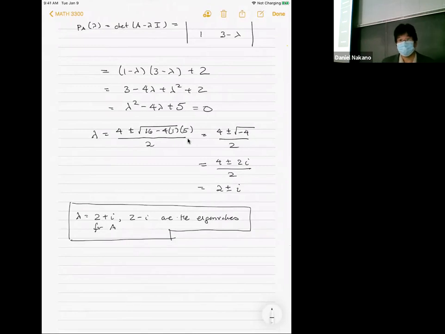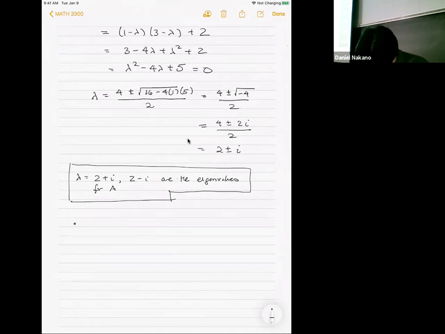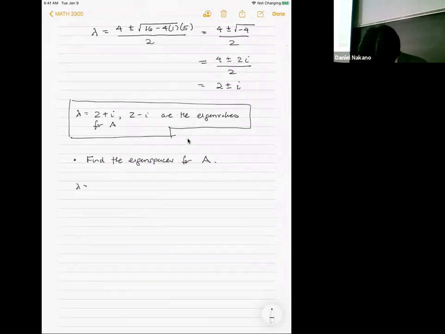Any questions on this so far? All right. Now let's look at what the eigenspaces are. We have the eigenvalues, so the next thing I want to do is find the eigenspaces for A. I'm going to take each eigenvalue and find its eigenspace. Let's say I take lambda equals 2 plus i first.